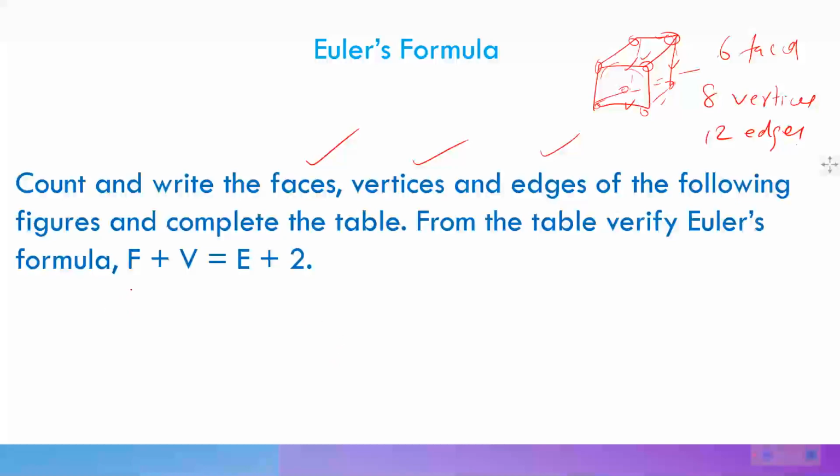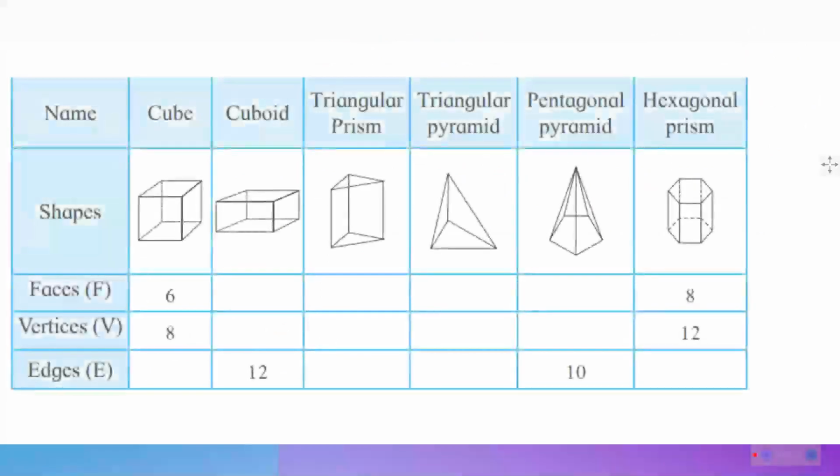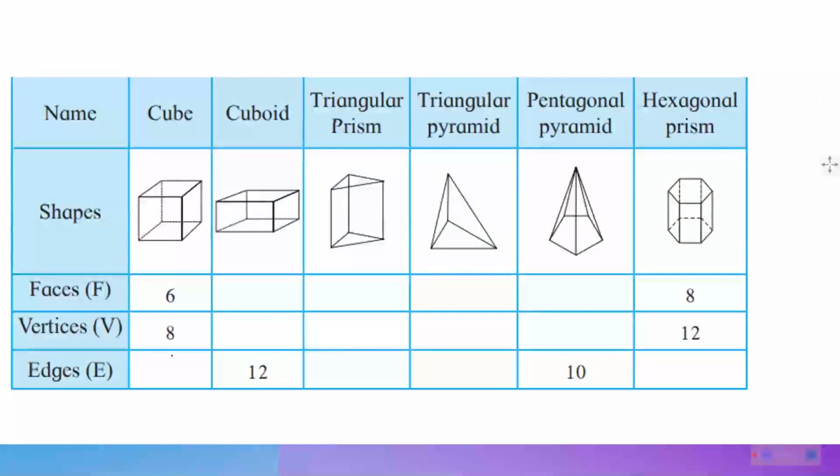So F plus V, in the case of a cube, we will consider. In the case of a cube there are 6 faces and 8 vertices and there are 12 edges, and 2 we add. See, it is balancing. This particular relationship was found by Euler, a great mathematician of that time, at a young age, and it has a lot of application in our day-to-day life. So there is a question in your textbook to fill this up.